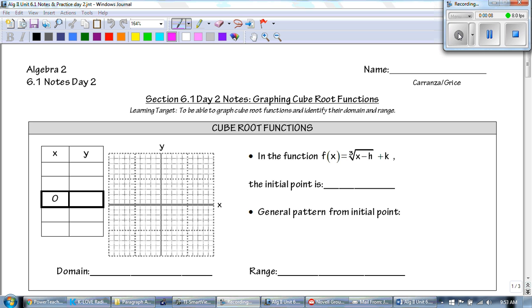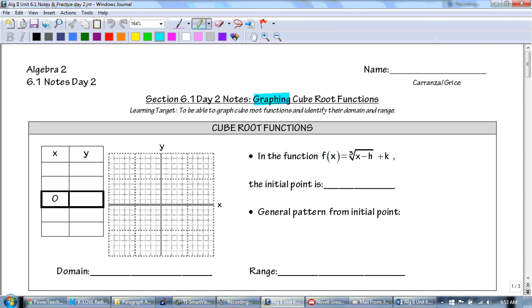Today we are going to be talking about graphing cube root functions. Our learning target today is to be able to graph cube root functions and identify their domain and range. So yesterday we were talking about square roots. Today we're going on with the cube root.